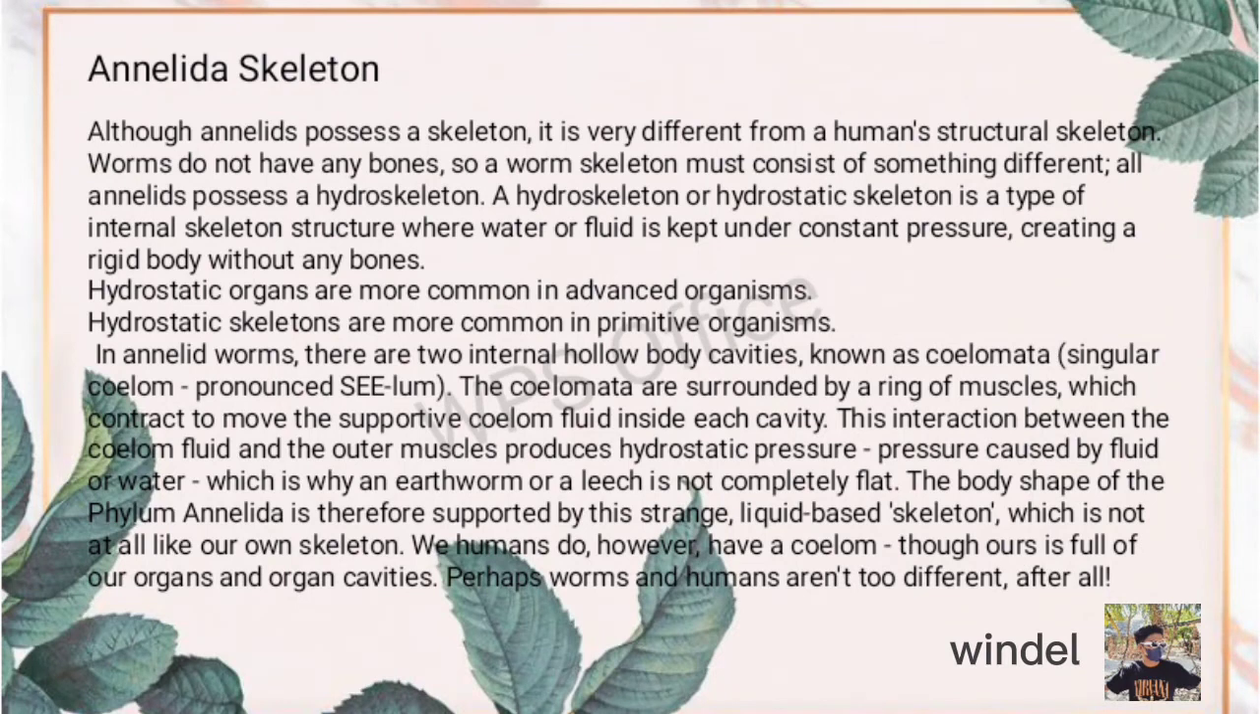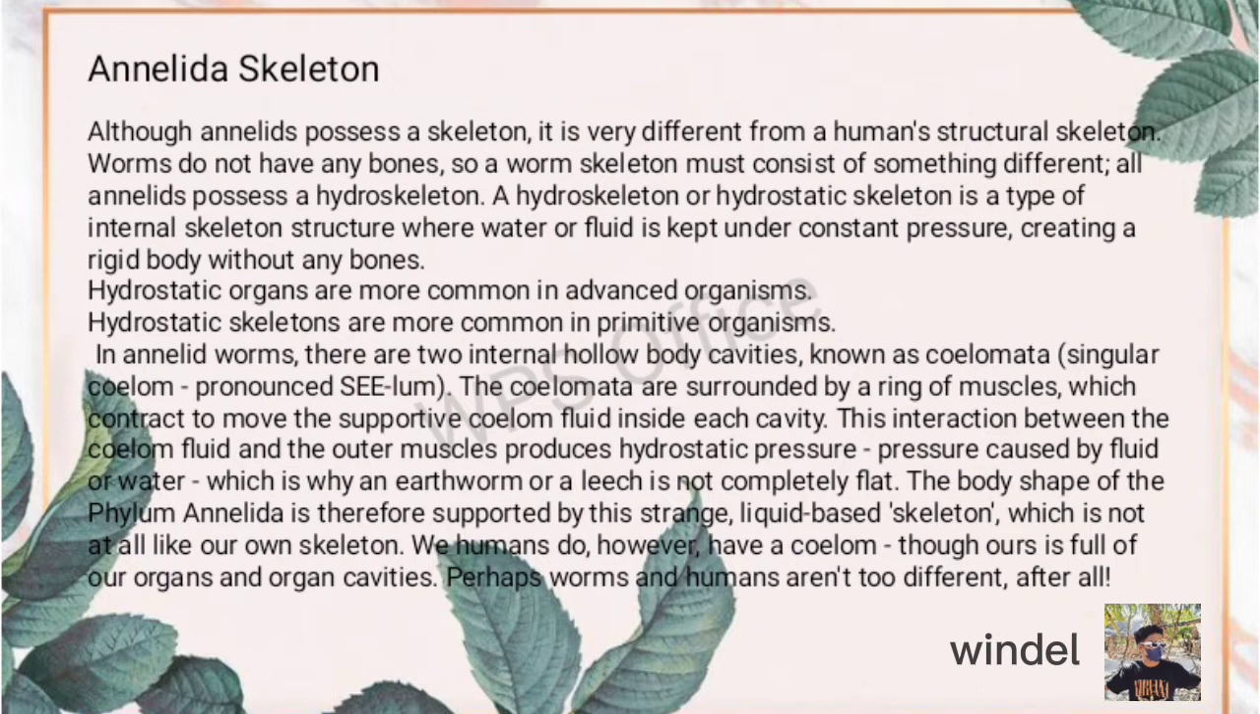Annelida skeleton. Although annelids possess a skeleton, it is very different from a human structural skeleton. Worms do not have any bones, so a worm skeleton consists of something different. All annelids possess a hydroskeleton, or hydrostatic skeleton. It is a type of internal skeleton structure where water or fluid is kept under constant pressure, creating a rigid body without any bones.